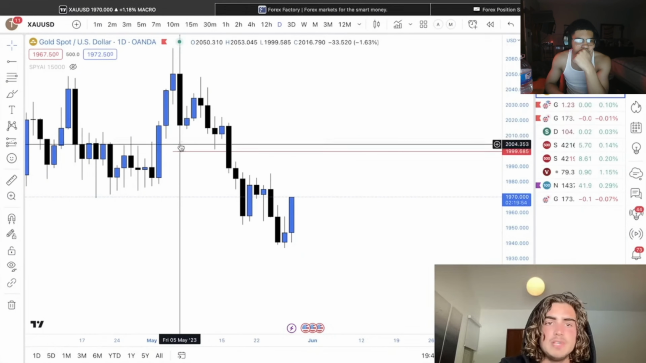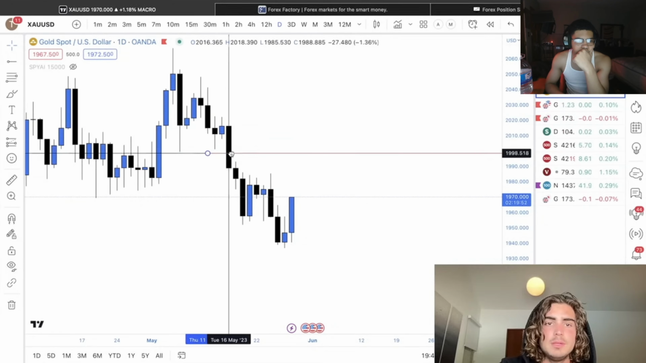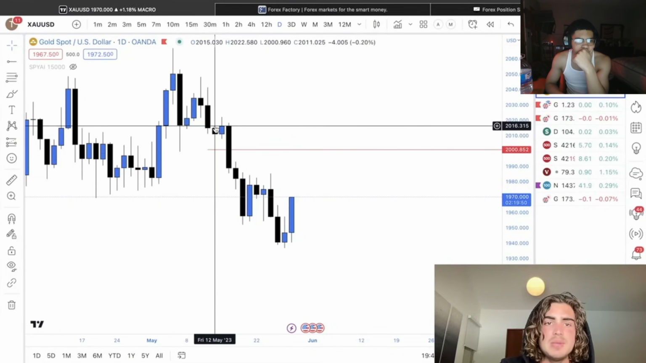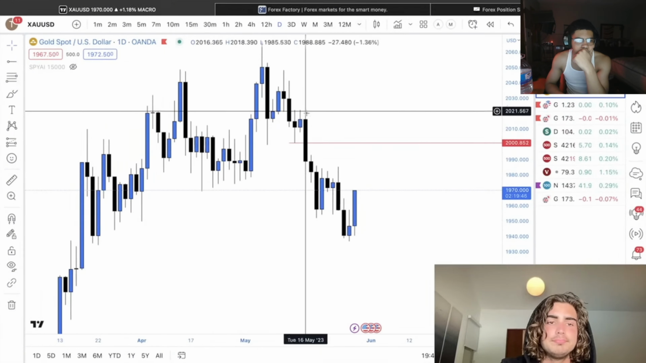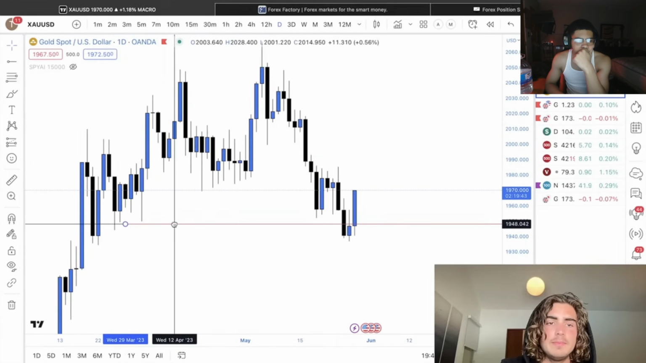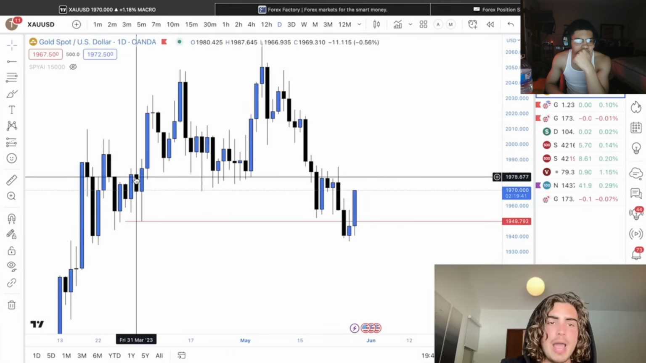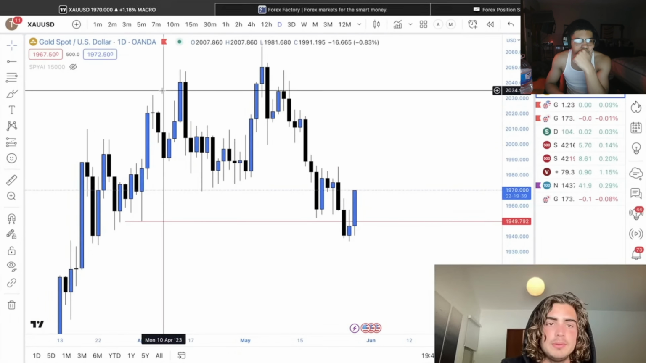Okay? This is a low. Why? Because there's a move down, then a move up. This is a low. Why? Because there's a move down, then there's a move up. Cool? Cool. Same thing right here. This is a low. Why? Because there was a move down, then a move up.